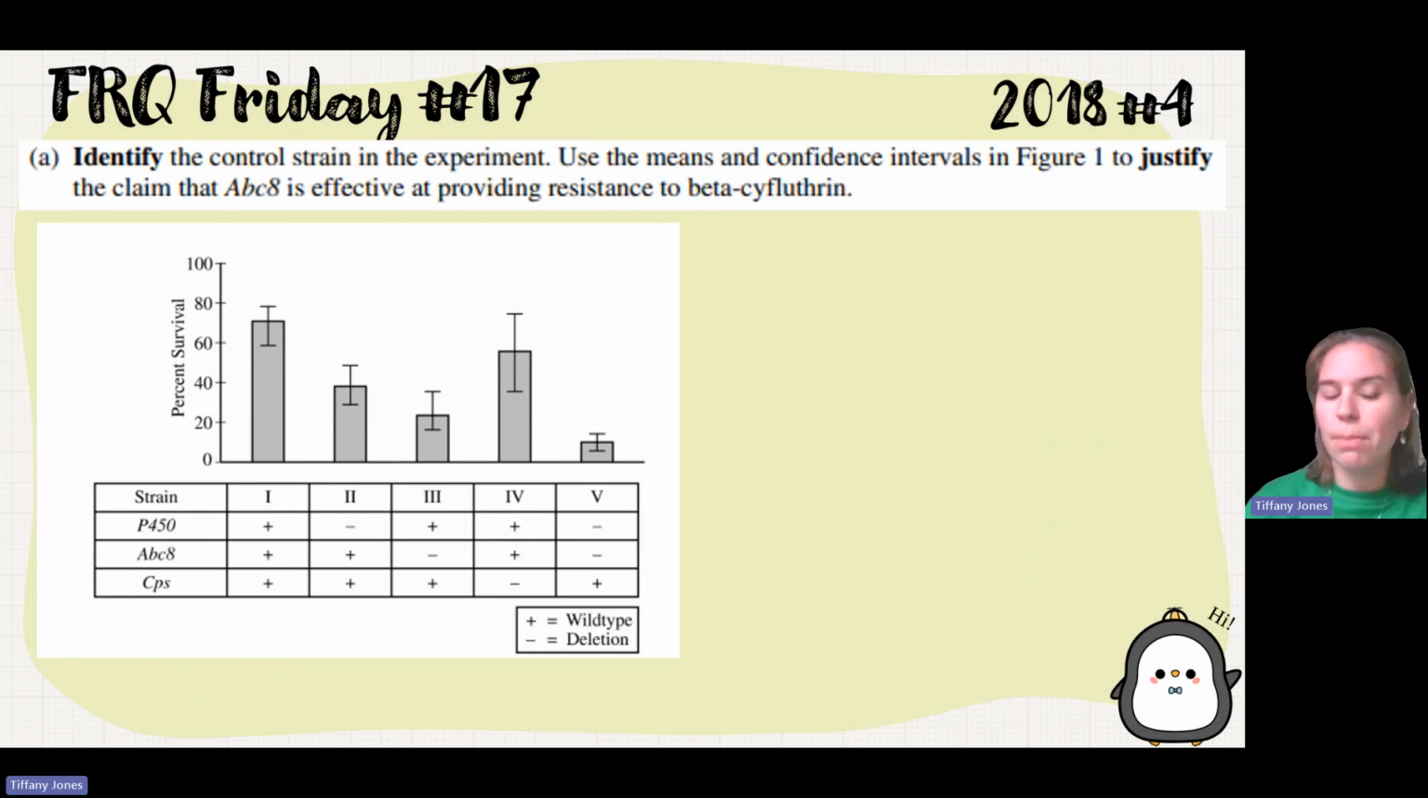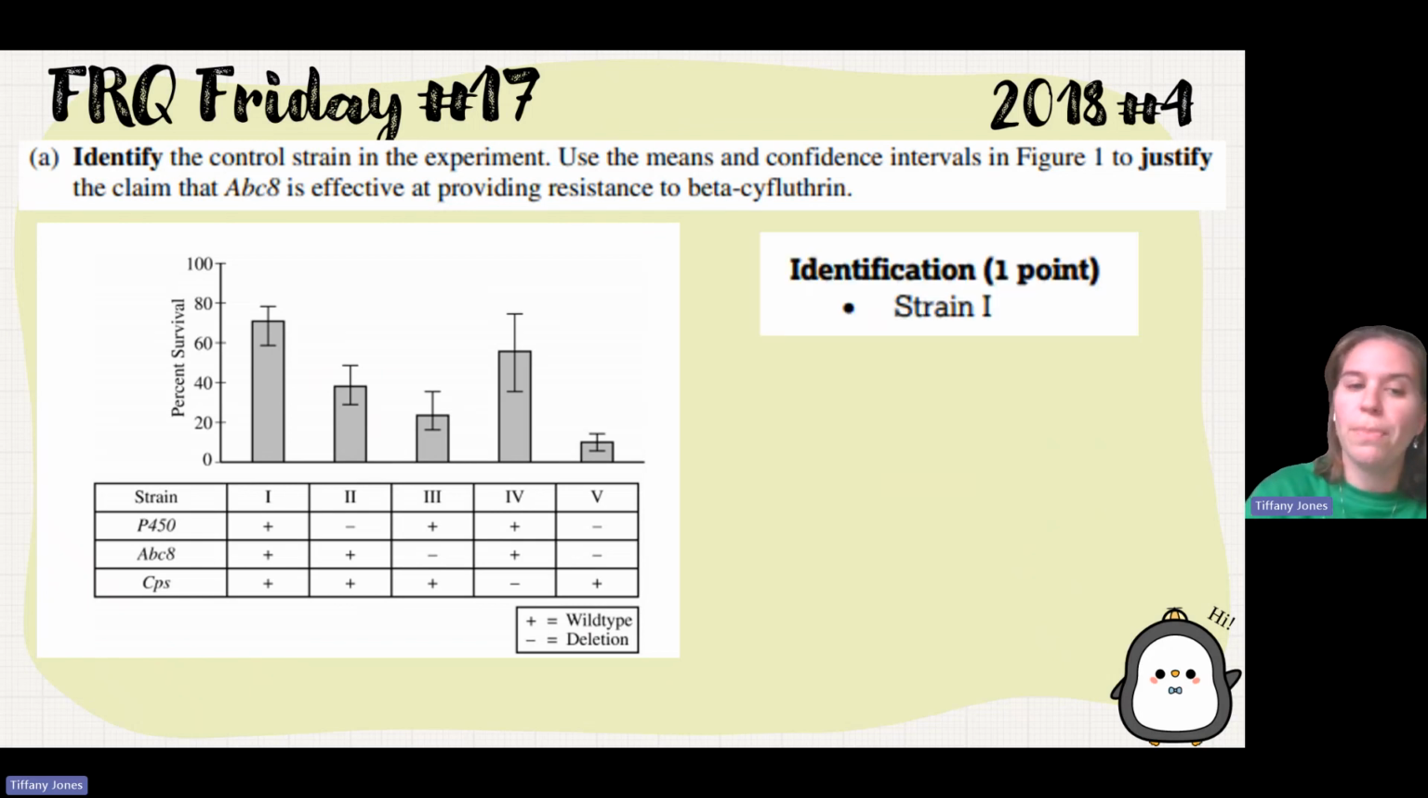So I'm able to say that my control strain is going to be strain 1. I know this is my control because I'm investigating how each of these genes is affecting the survivability of these different bedbugs. And so I'm comparing without each of the different genes to my control, which would be strain 1, because it has all 3 of those different genes in there.